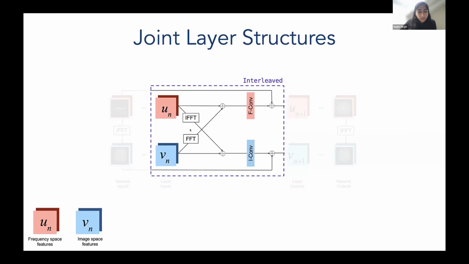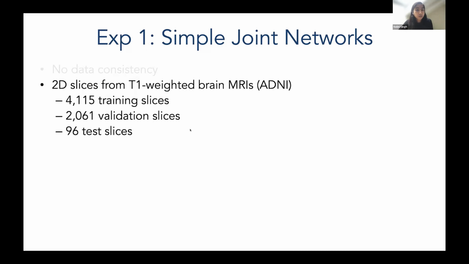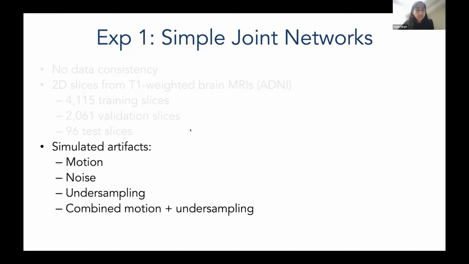Okay. So we'll move on to the first experiment, which is the most simple case where we have just these networks that have no bells and whistles to the architecture. They're just a series of convolutional layers. And what we're going to do is just replace typical image space convolutions with our joint layers, which I just described. And we'll demonstrate this on 2D slices from T1 weighted brain MRIs. We have a set of training, validation, and test slices, and we're going to simulate a bunch of different artifacts. I'll note that for this section of the talk, these experiments are very simulated, so that we can control the quality of the artifacts, but later in the talk, I'll show results on some more realistic data.